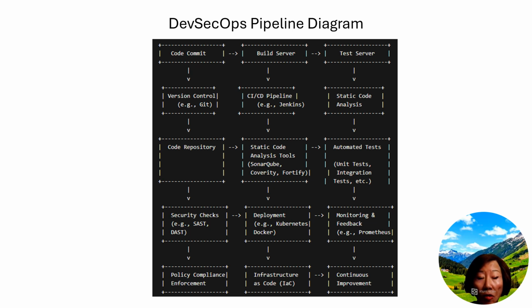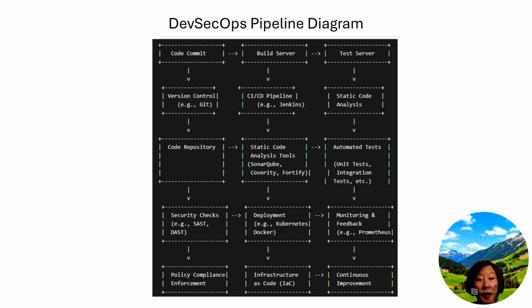So, for deployment, code that passes all checks and tests is deployed to production environments using containerization and orchestration tools like Docker and Kubernetes. For monitoring and feedback, continuous monitoring of the deployed application uses tools like Prometheus to gather metrics and logs. Feedback loops for developers drive continuous improvement.